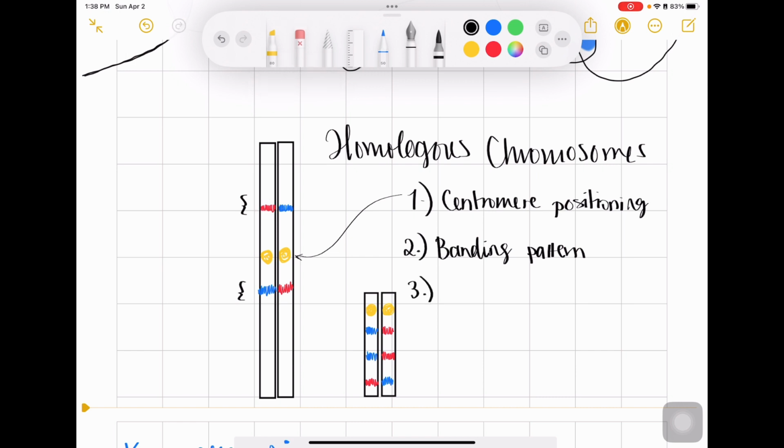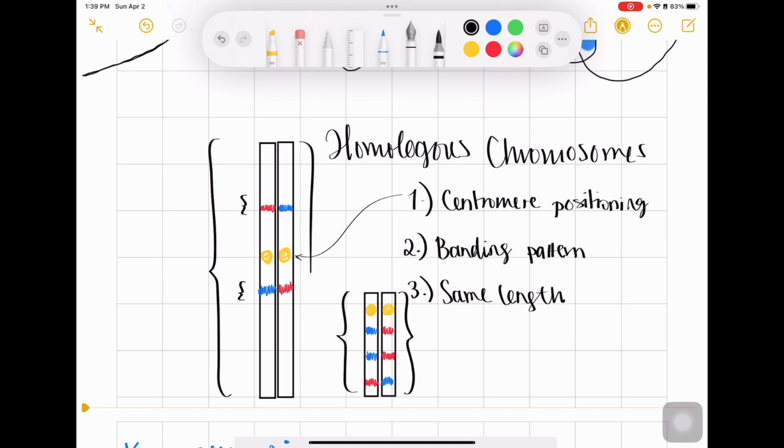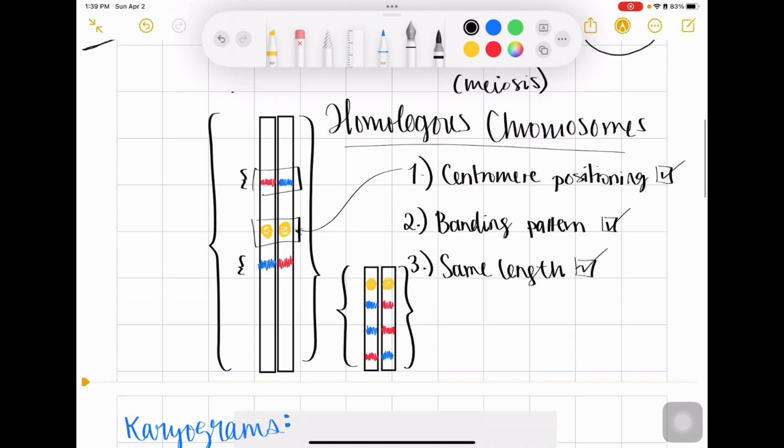Third, they are the same length, which I think is very obvious by this drawing. Same length here, same length here, these two, and these two. These three you have to check them off before you determine that they are homologous chromosomes. Same centromere positioning between these two? Yup. Okay. Same banding pattern? Okay. Yup. Same length? Yep, okay, they must be homologous chromosomes. These are also important for meiosis.